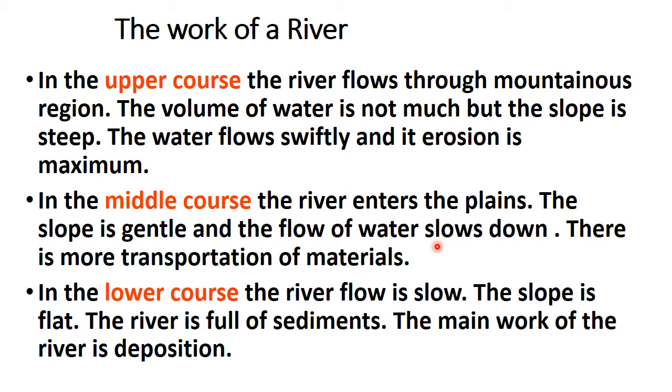So we see in the upper course what is happening, more erosion is happening. In the middle course both deposition and erosion is taking place, but in the lower course we see only deposition happening. So children, you must remember this. In the upper course it is erosion. Why is it erosion? Because the water is gushing down the slope of the mountains and in its course it is eroding the mountains, okay.